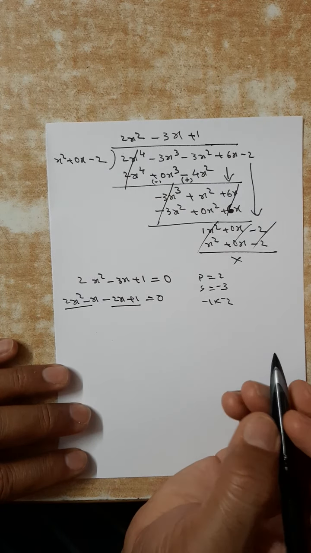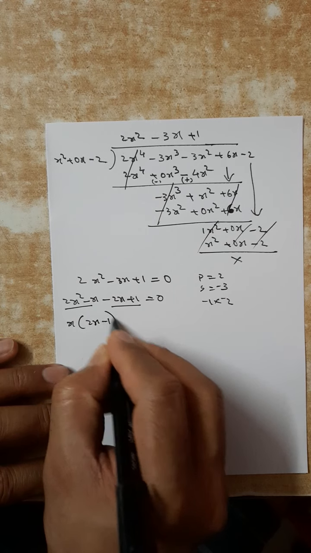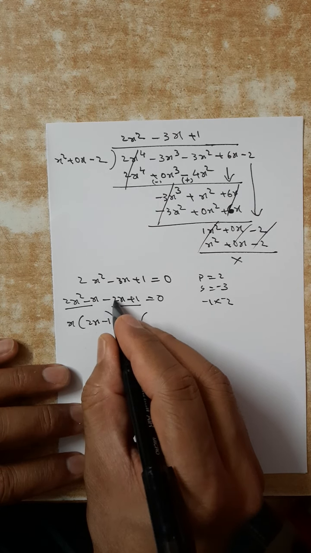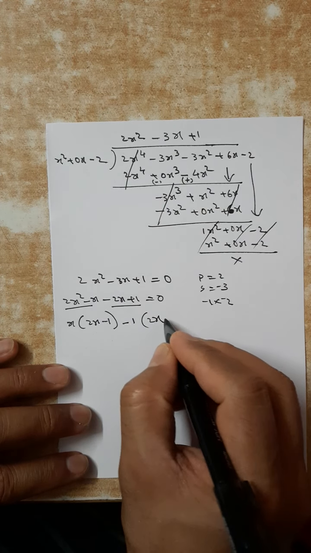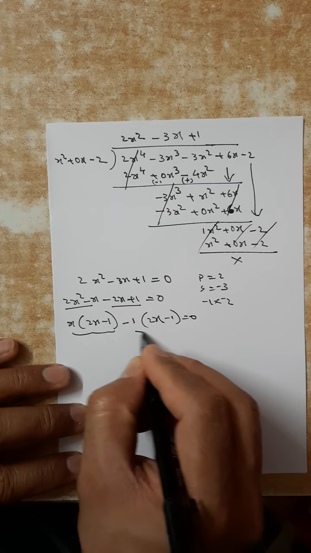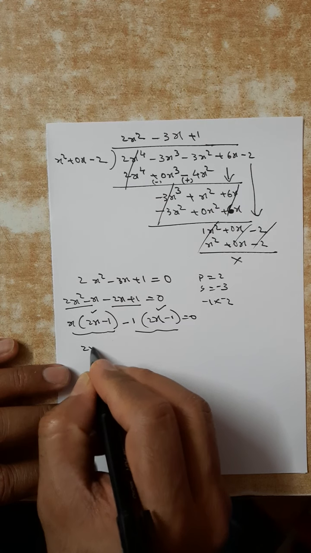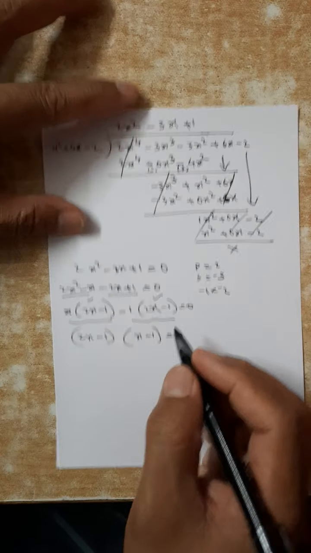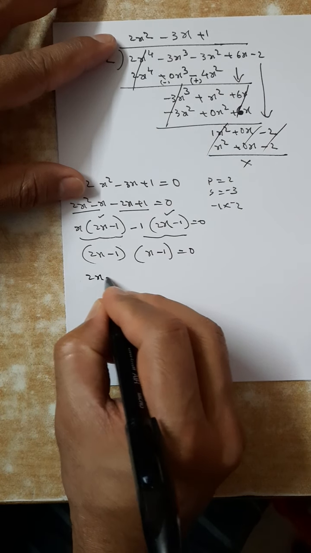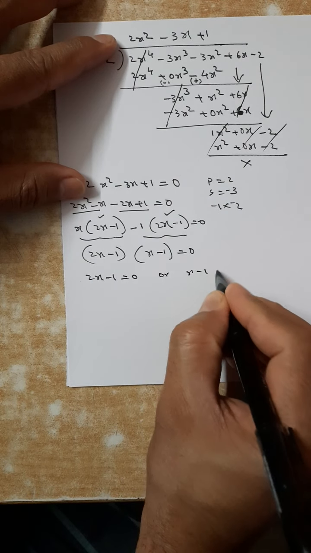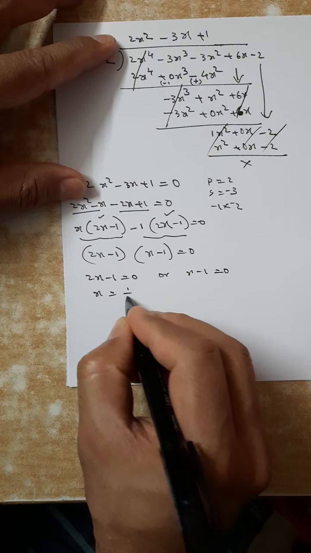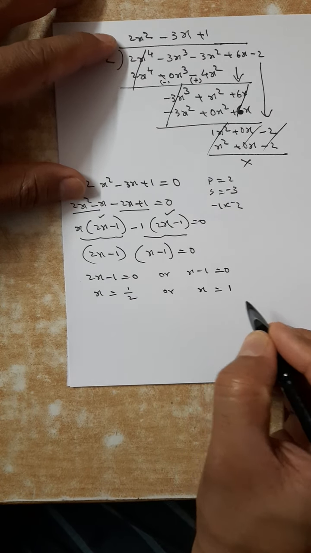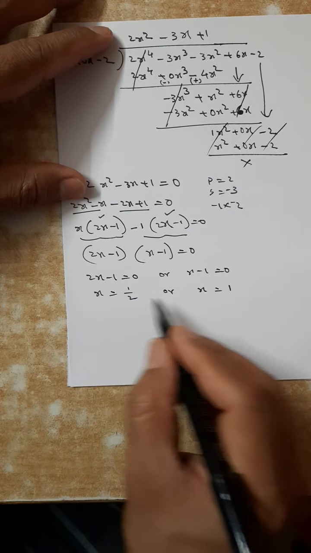Here x is common: x times 2x minus 1. Minus 1 common: minus 1 times minus 2x, minus 1 is taken, so 2x minus 1 and minus 1. So again we can see 2x minus 1 is common, into the balance x minus 1, equal to 0. Here we can say 2x minus 1 equal to 0 or x minus 1 equal to 0. That is 2x equal to 1, x equal to 1 by 2, or x equal to plus 1. That is, zeros are 1 by 2 and 1.